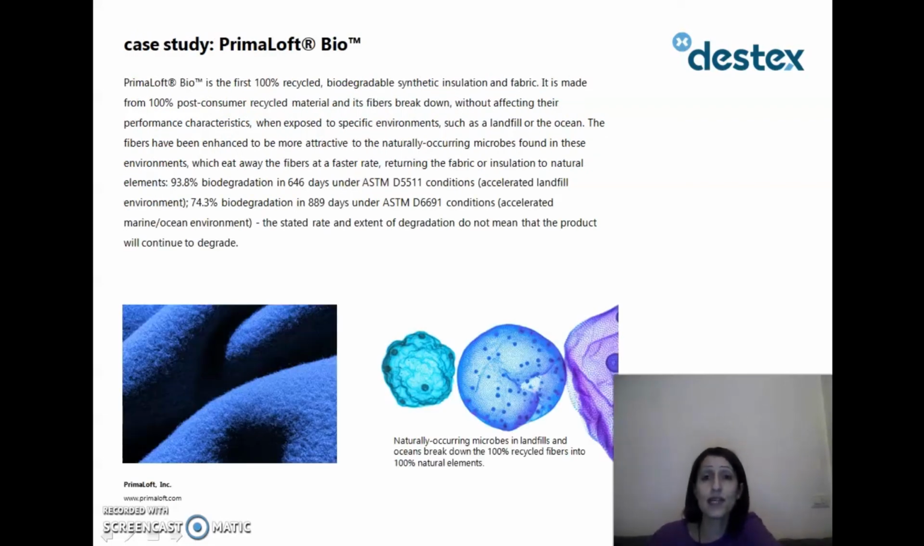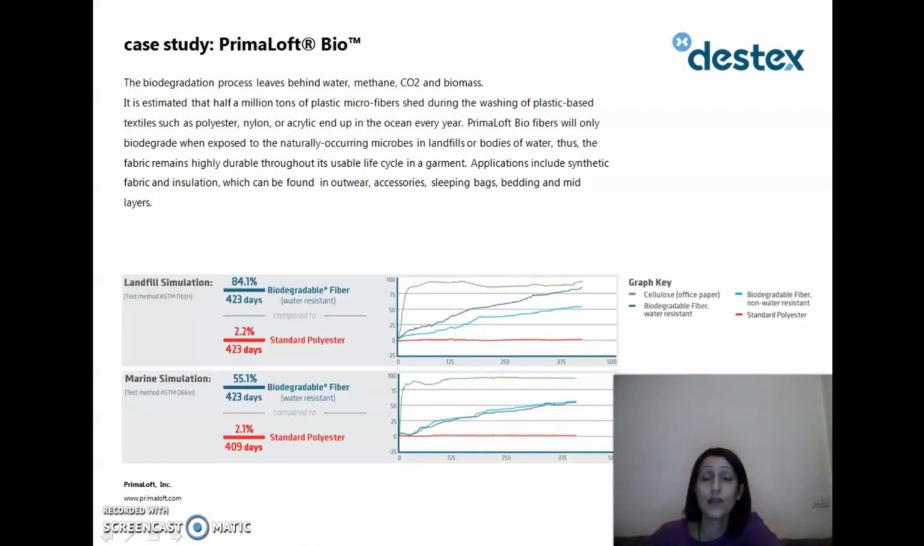This recycled biodegradable synthetic insulation and fabric is made from 100% post-consumer recycled material, and its fibers break down without affecting their performance characteristics when exposed to specific environments, such as the landfill or the ocean. The fibers have been enhanced to be more attractive to the naturally occurring microbes found in these environments, which eat away the fibers at a faster rate, returning the fabrics or insulation to natural elements. The biodegradation process leaves behind water, methane, CO2, and biomass.